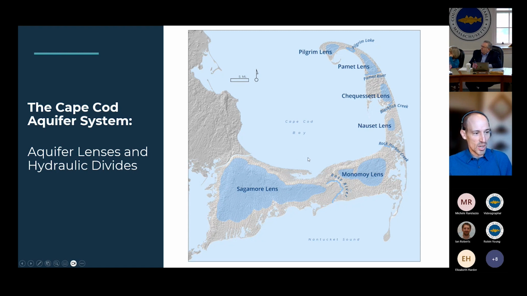And there are a number of hydraulic divides, and I thought this figure, which is from our updated ponds atlas, does a really nice job of showing the different lenses, which are highlighted in this light blue, and the landscape features that really separate those lenses from one another. So Bass River, which separates the Sagamore and Monomoy lenses; Rock Harbor Creek, which separates the Monomoy from the Nauset; Blackfish Creek and Wellfleet, which separates the Chiquesset and Nauset lenses, and so on, all the way out to Pilgrim Lake in Provincetown.